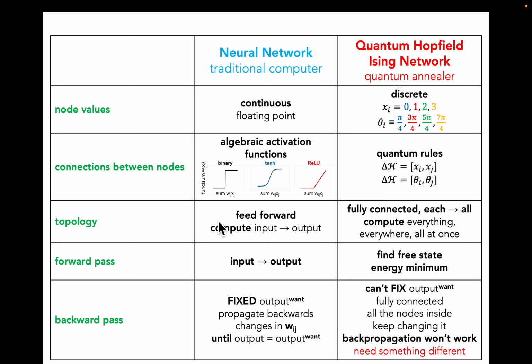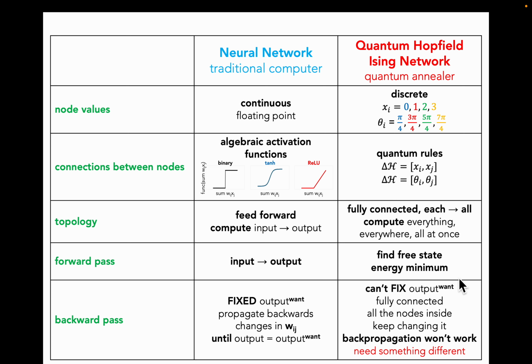The topology of the traditional neural network is feed forward. We compute from input to the output. The quantum neural network is fully connected. Each node is connected directly to all the other nodes, and we compute everything, everywhere, all at once. The forward pass for the traditional neural network, we compute from the input to the output. In the quantum neural network, everything is connected.